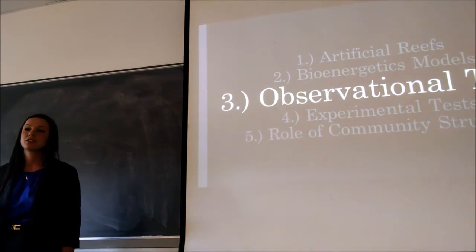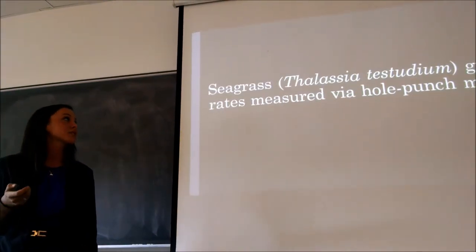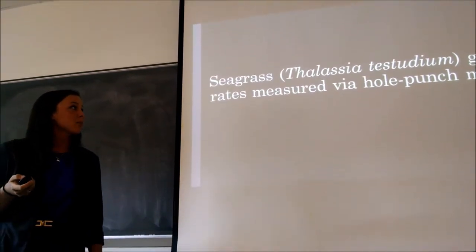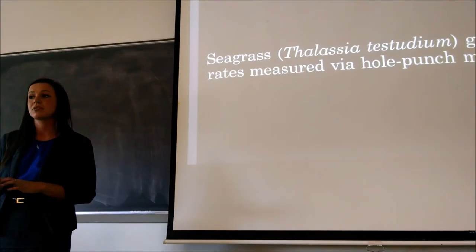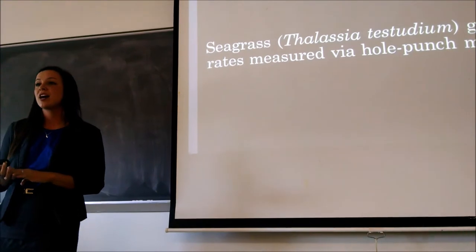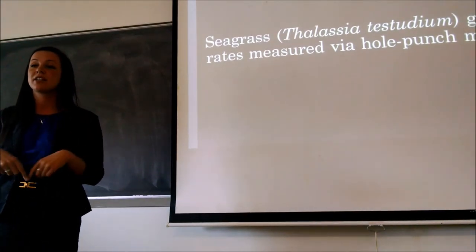The next thing he was able to do was observational tests on his reefs. The first thing he wanted to study was seagrass growth, and he measured this via a hole punch method. So he set up 9 stakes around each of his reefs.